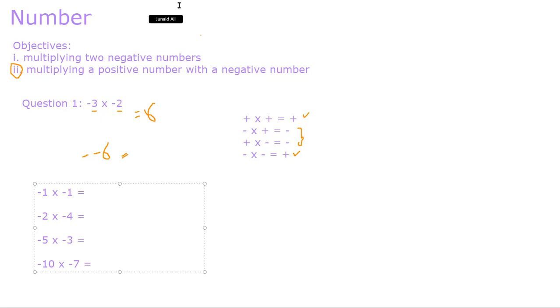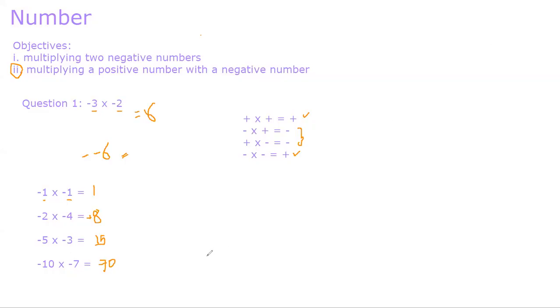So minus 1 multiplied by minus 1 would be like these are the two negative numbers multiplied by each other. So the answer would be, first of all, multiply these two numbers. 1 multiplied by 1 is equal to 1. So the answer would be a positive number. 4 multiplied by 2 would be 8. So there is a negative sign with both of them, so the result would be a positive number. Minus 5 multiplied by minus 3 is equal to 15. And minus 10 multiplied by minus 17 is equal to 170.